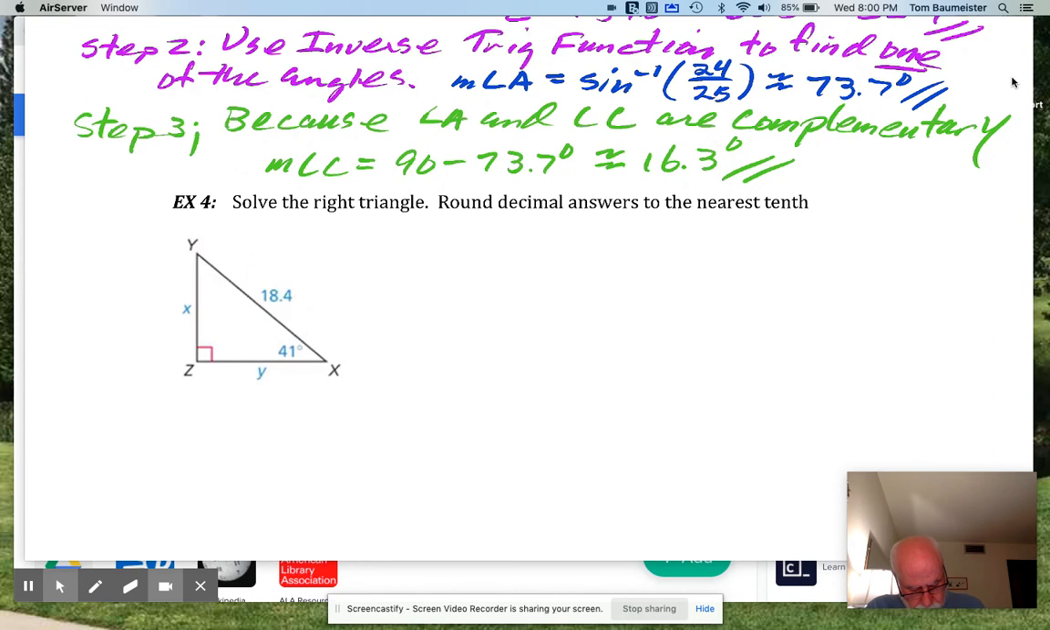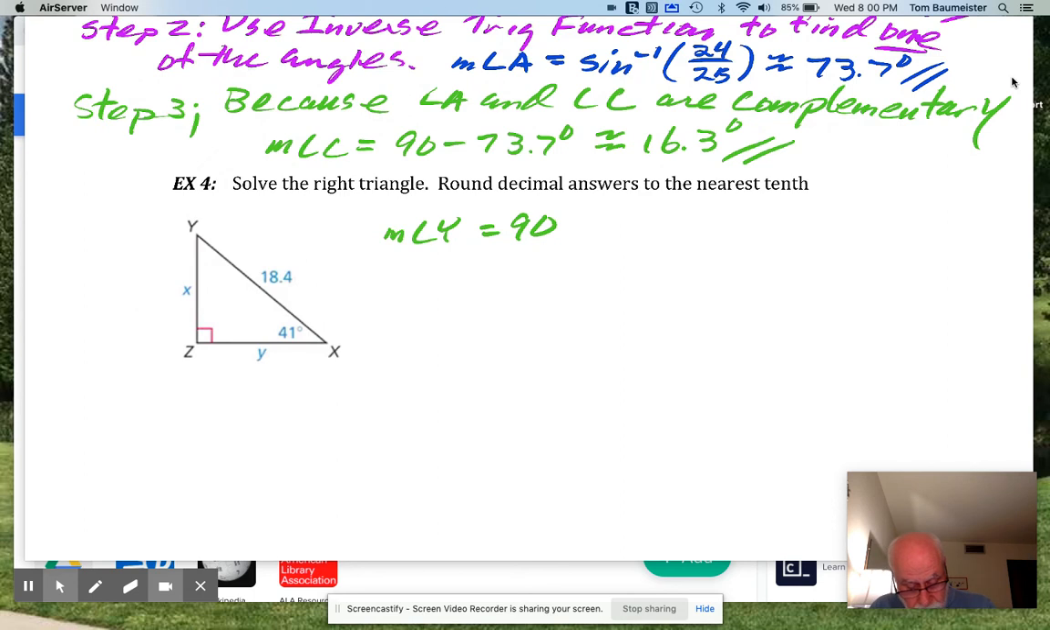So let's see, what would be the measure of angle y? Well, remember, x and y are going to be complementary because the other one is a right angle, so those two add up to 90 degrees, because remember, a triangle equals 180 degrees. So then we can say that the measure of angle y is going to be 90 degrees minus the measure of angle x, which is 41 degrees. And if we work that out, we will get that the measure of angle y is equal to 49 degrees.